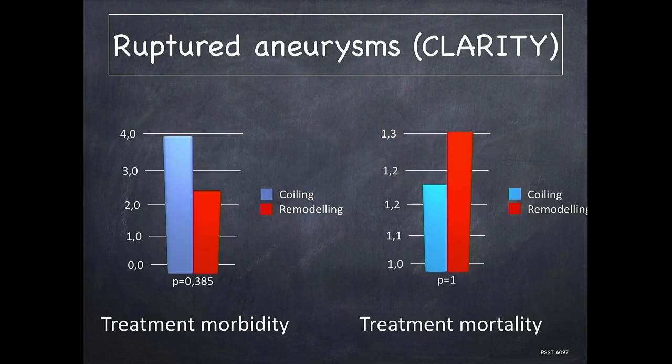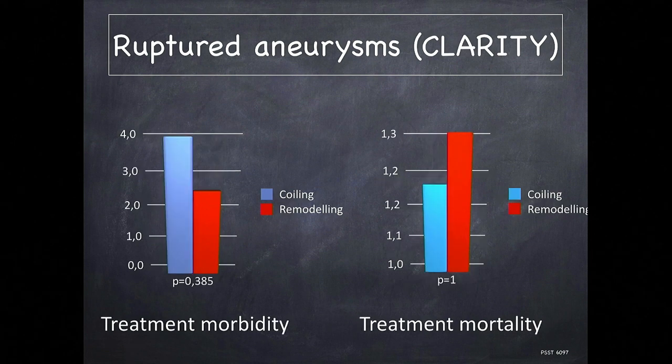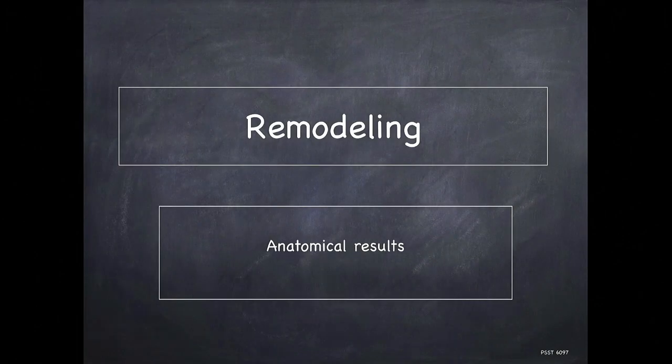This is the morbidity and the mortality comparison between coiling and remodeling. No statistical difference, and once again, it's a group of ruptured aneurysms. So this was for the safety, which has shown the important safety of the balloon remodeling technique. And you have to keep in mind that the balloon allows us to treat aneurysms that otherwise we would not be able to treat.